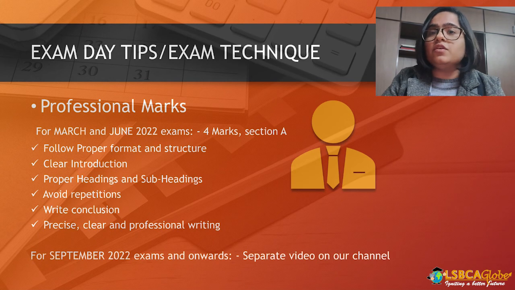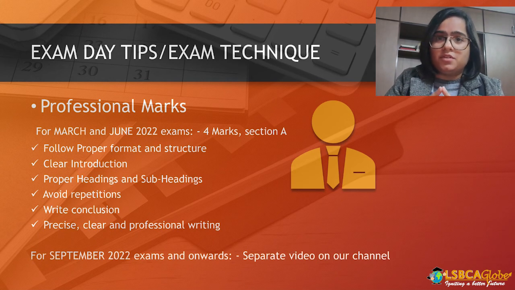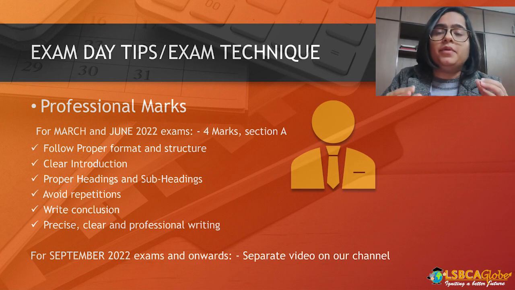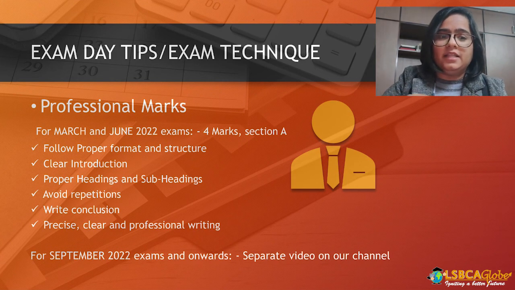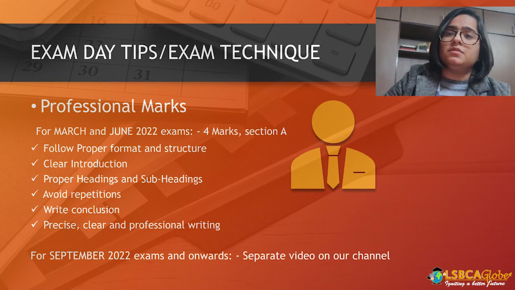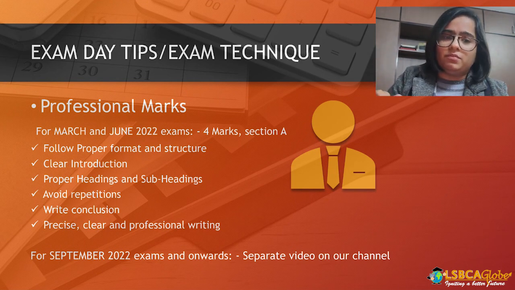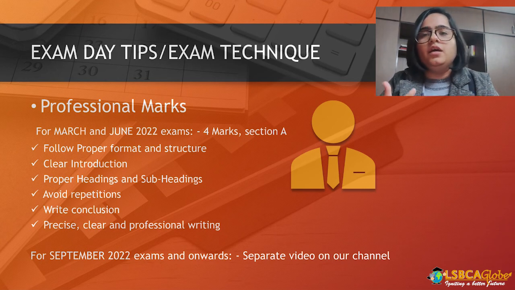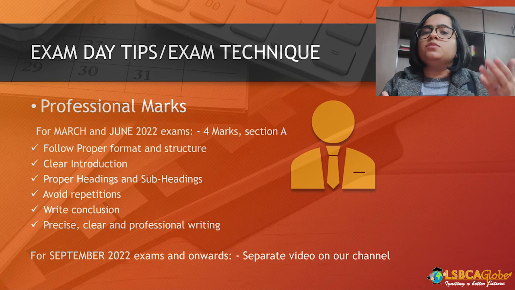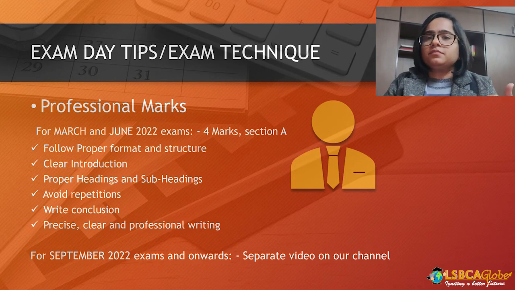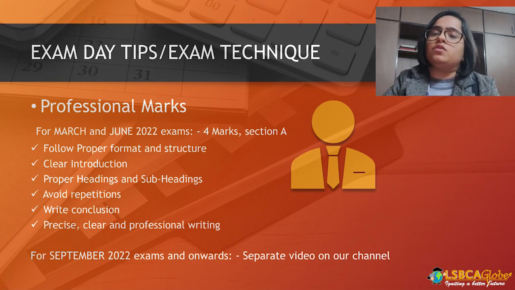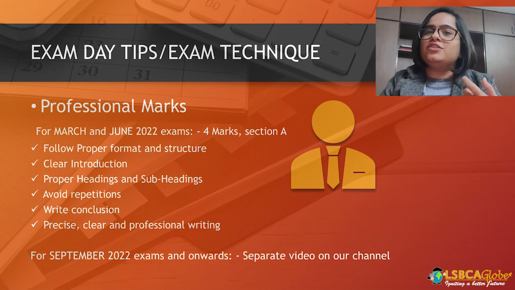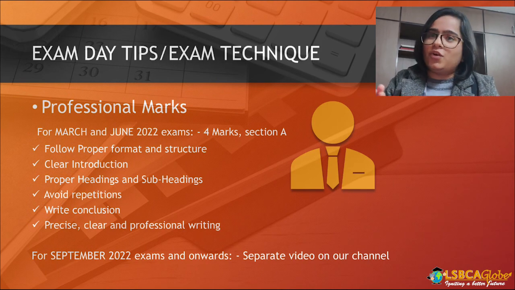Now, if you're sitting for September 2022 exams and onwards, there are going to be 20 separate marks for professional skills, and there's a proper separate section in the syllabus with the heading professional marks. So we'll make another separate, detailed video in which we'll discuss these professional skills marks, which will be there from the September 2022 exams and onwards. So make sure you don't miss them in case you're sitting for the September 2022 sitting or onwards.